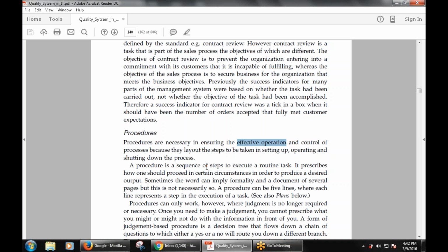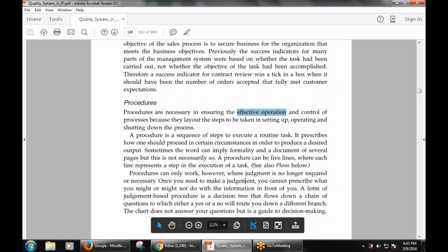That means what are the procedures that will be followed for effective operation and control, because they lay out the steps taken in setting up, operating, and shutting down the processes. A procedure is a sequence of steps to execute a routine task, that is, the various steps to be followed to execute a particular task. In simple terms, it is the way by which we produce the output. And procedures can only work where judgment is no longer required.